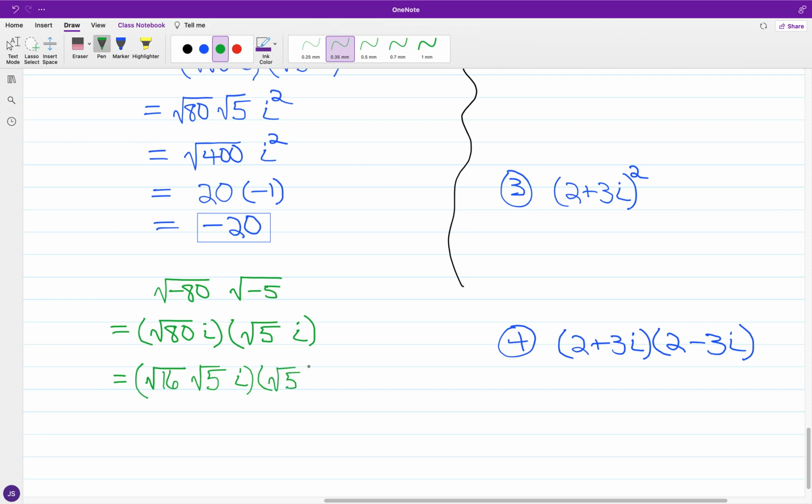And again, for the square root of negative 5 we had the square root of 5 times i. Now as a reduced radical term, the square root of negative 80 becomes 4 times the square root of 5 times i. And again, from the square root of negative 5, I have the square root of 5 times i.